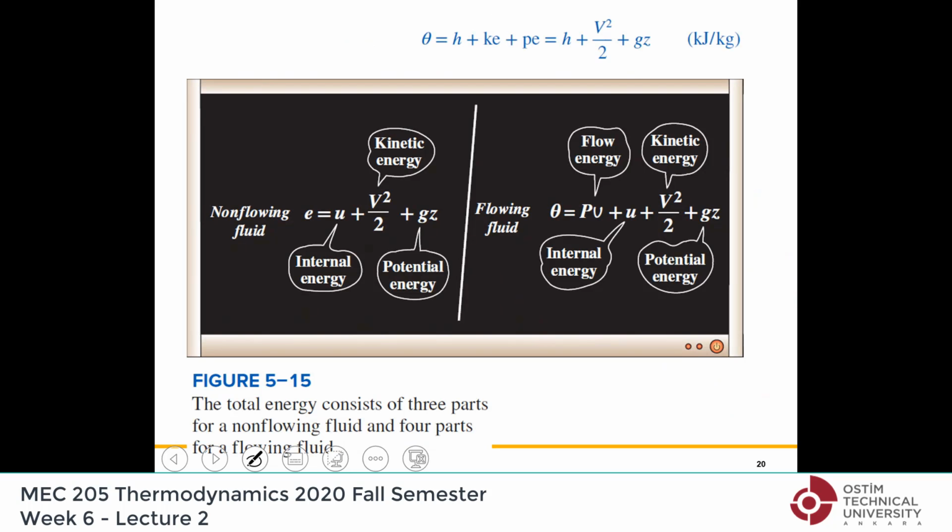Okay, no question. So to summarize, for non-flowing fluid, the total energy per unit mass is internal energy, kinetic energy, potential energy. For flowing fluid, it is flow plus internal energy plus kinetic plus potential, and we combine these two into enthalpy.